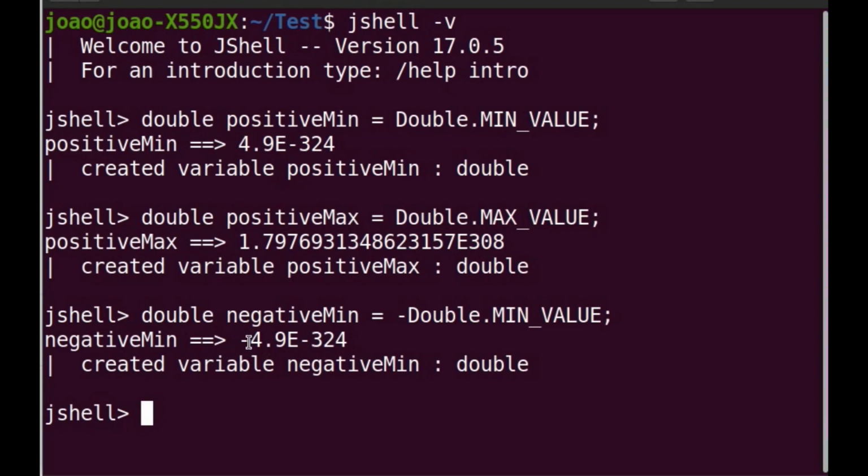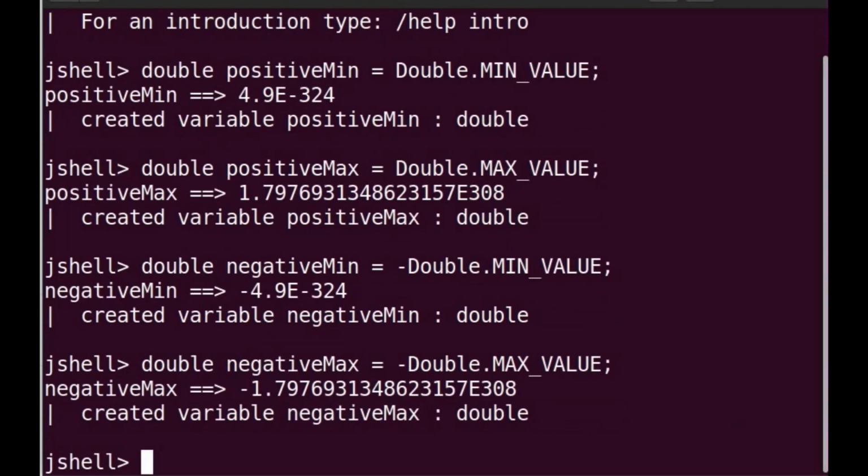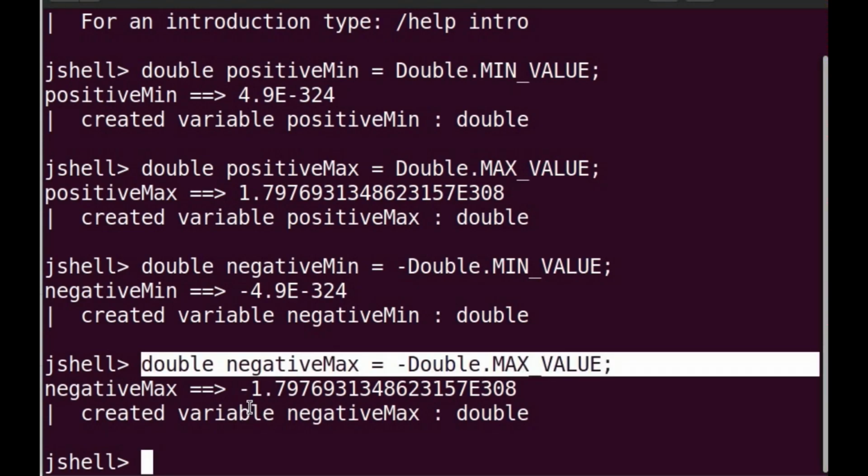Here I'm showing the negative minimum value, which is minus Double.MIN_VALUE, minus 4.9e-324. And this is the negative max value, which I'm calling negativeMax, which is approximately negative 1.79769 to the exponent of 308.